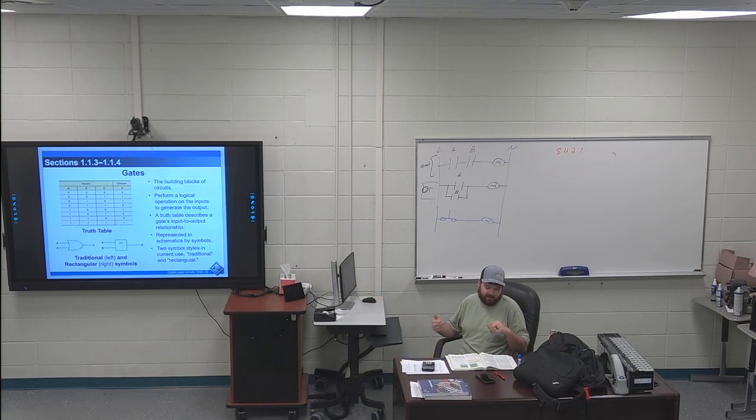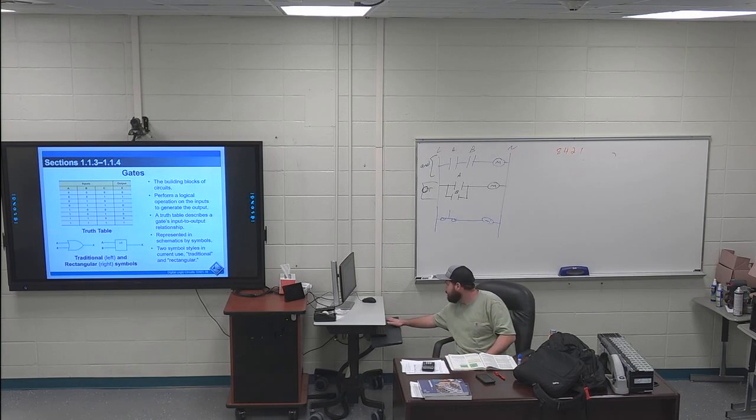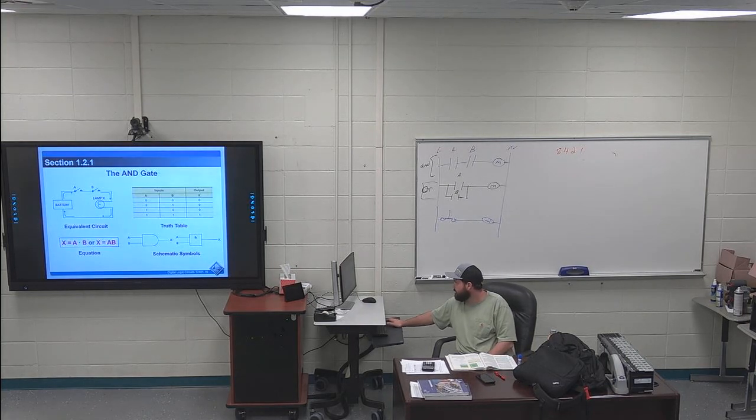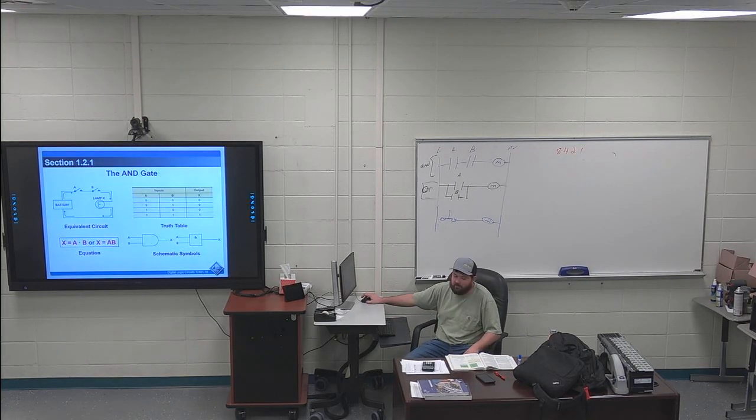Going through the gates, 1.2.0 basic gates, moving on to 1.2.1. The AND gate. This is the first gate that we're going to talk about. First sentence is highlighted. The AND gate is a device whose output is a logic 1 only if both of its inputs are also logic 1. So for all of these different gates, you need to know the schematic symbols, how to read through the truth table, as well as an equivalent circuit.